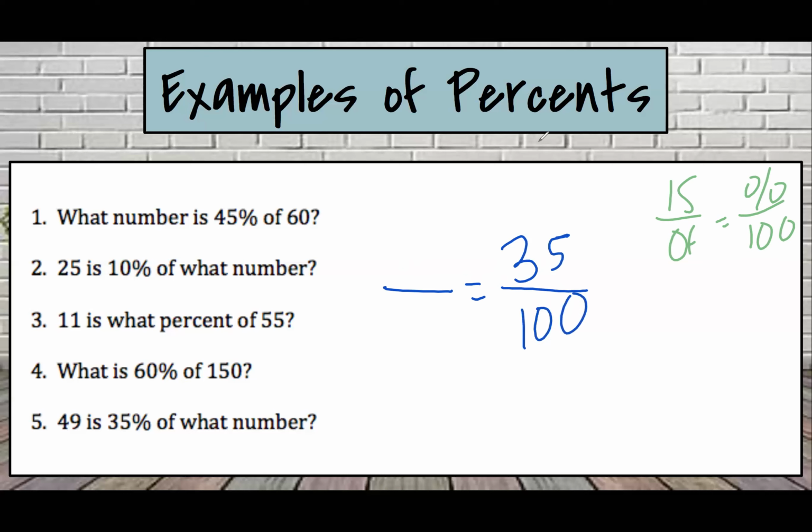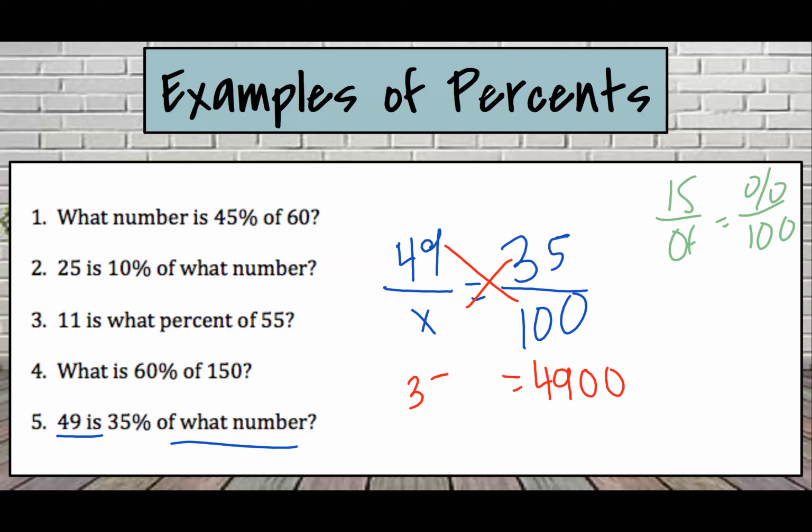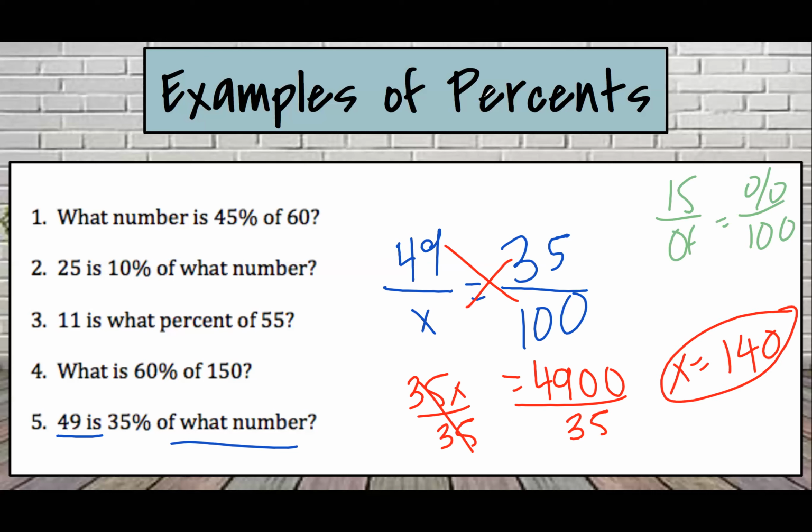Now we've got 49 is, so that's our part. And of what number? We don't know. That's what we're looking for. So now we're going to cross multiply and solve. 49 times 100, 4,900. And we're going to divide by 35. And 4,900 divided by 35 is 140. And let's see if that makes sense. 49 is 35% of 140. And yes, that makes a lot of sense. All right. I hope this made sense to you.